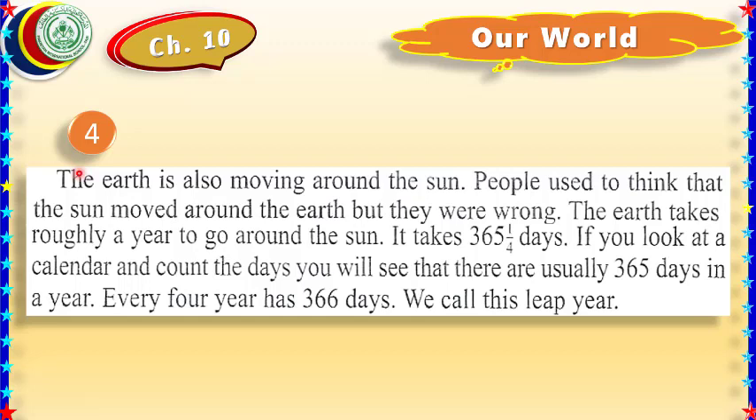Yes, students, this is the fourth part. The earth is also moving around the sun. People used to think that the sun moved around the earth, but they were wrong. The earth takes roughly a year to go around the sun. It takes 365 whole 1/4 days. If you look at a calendar and count the days, you will see that there are usually 365 days in a year. Every 4 years has 366 days. We call this a leap year.